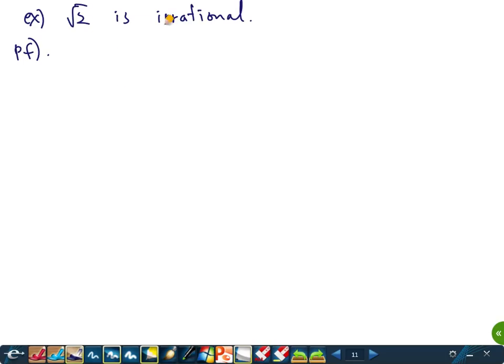So what does this mean? Irrational. What is the definition of an irrational number? What is the definition of a rational number? Do you remember the definition of a rational number? 유리수. This means 무리수 if you want. What's the definition of a rational number?